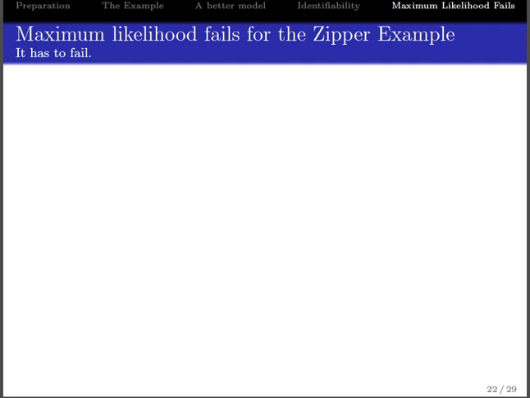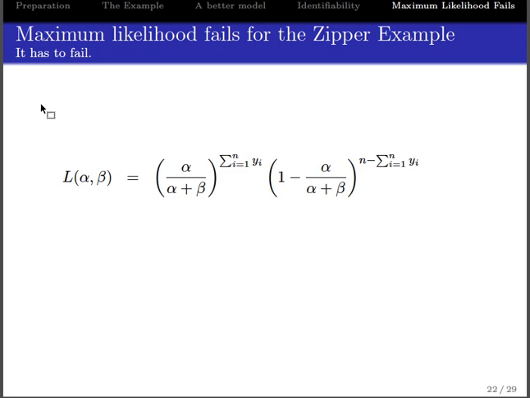A direct application of maximum likelihood has got to fail for the zipper example, and here's how it goes. Here's the likelihood function. You've taken the product from i equals 1 to n of the likelihood function, and we've done a little simplification and gotten this: alpha over alpha plus beta to the sum of y, and 1 minus this quantity, that would be like a theta, to the n minus sum of yi.